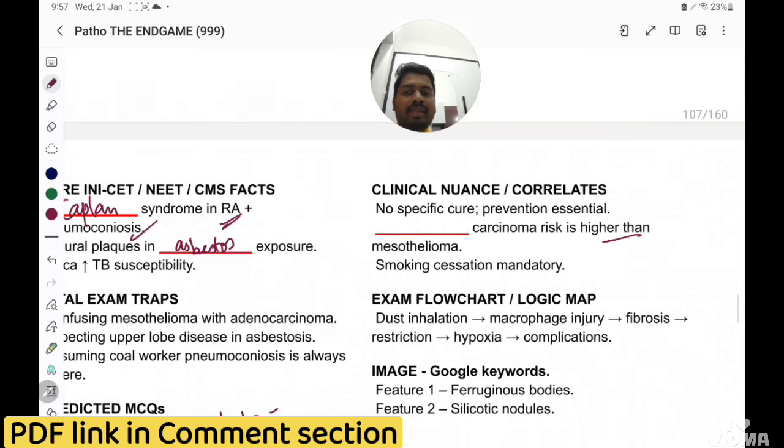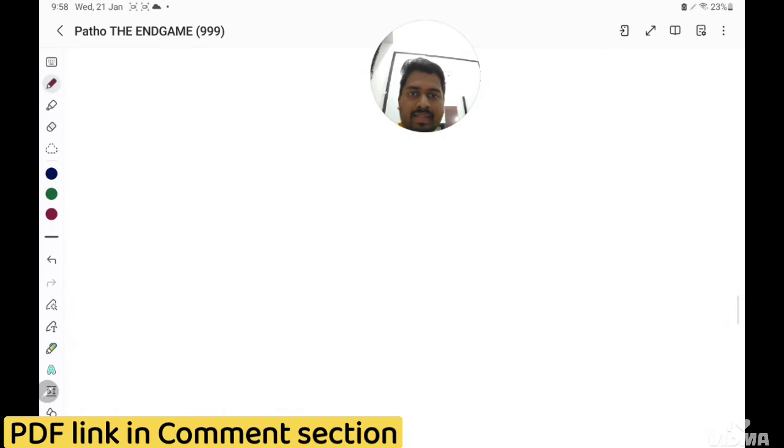Next, which carcinoma risk is higher? Bronchogenic carcinoma. Okay, so higher risk is of bronchogenic carcinoma, specific is mesothelioma. Okay, so I guess that is clear.